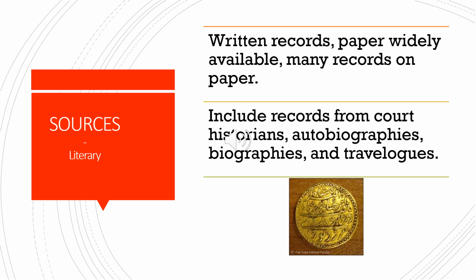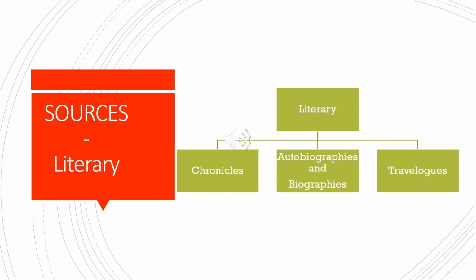The next source is literary. During this period, paper was already widely available. Hence, there were many written records and many were on paper. These include records from court historians, autobiographies, biographies, and travelogues. The literary sources can be classified into chronicles, autobiographies and biographies, and travelogues.